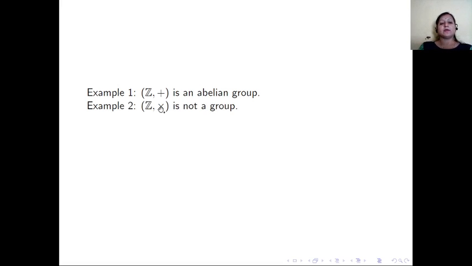Second example, Z under multiplication is not a group. Now let us see why this Z under multiplication is not a group. So first of all, multiplication is a binary operation on Z.